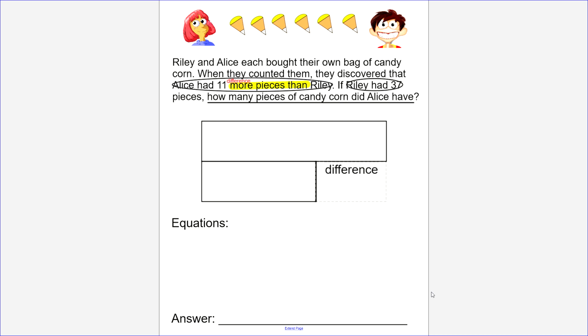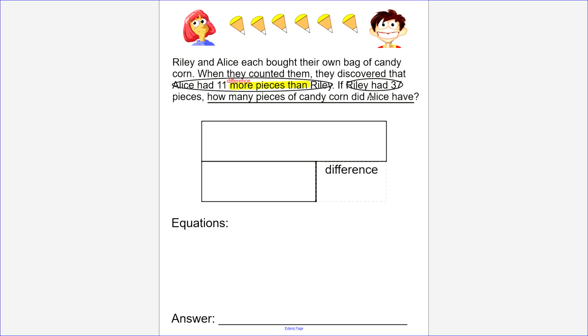I know that the piece of information that includes the comparison is usually the difference. Alice has more pieces than Riley. It's not telling me how many pieces Alice has, it's telling me the difference between Alice and Riley's pieces, that Alice has more than Riley. So I know that that piece of information is our difference.